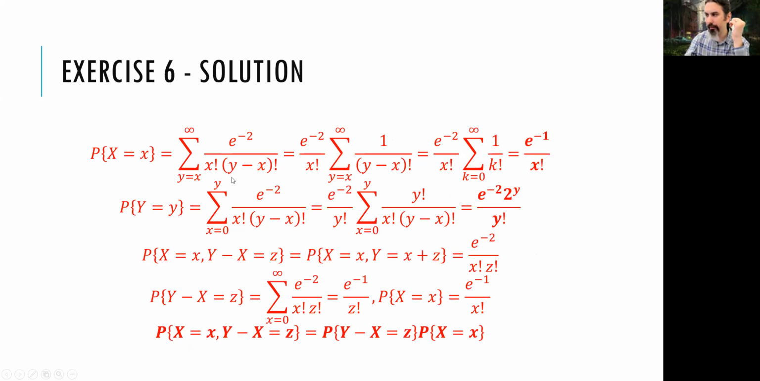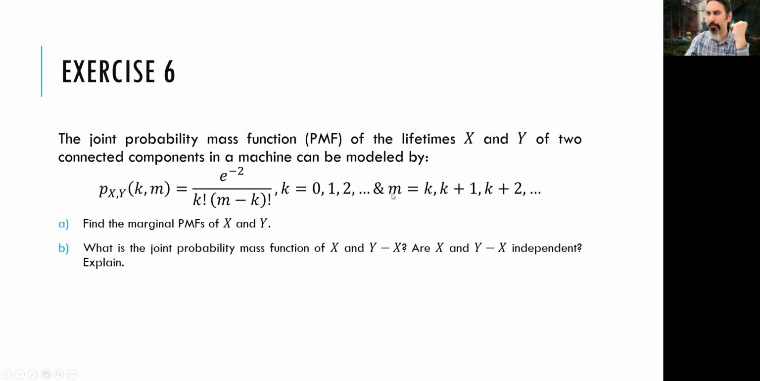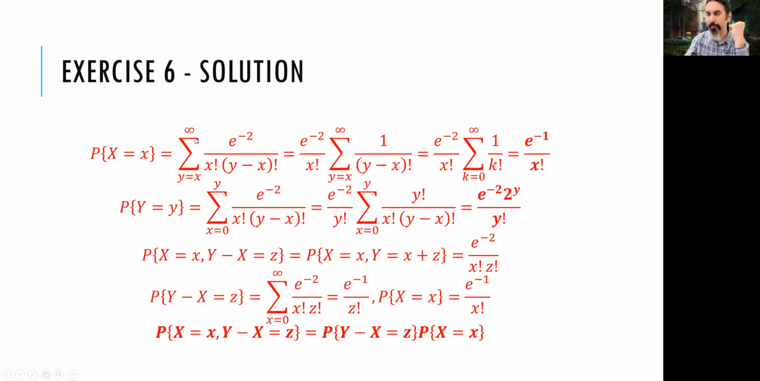As you can see here, we are summing y from x to infinity because the lower limit of y is x. It was given here. Over here, the lower limit of y is x. So I'm starting the summation from x to infinity. And this is what I'm going to sum. Now, as I'm summing over y, I can remove anything else outside. I can just send them outside. So e to the power of minus 2 and x factorial are going outside. So the value that's left here is 1 over y minus x factorial.